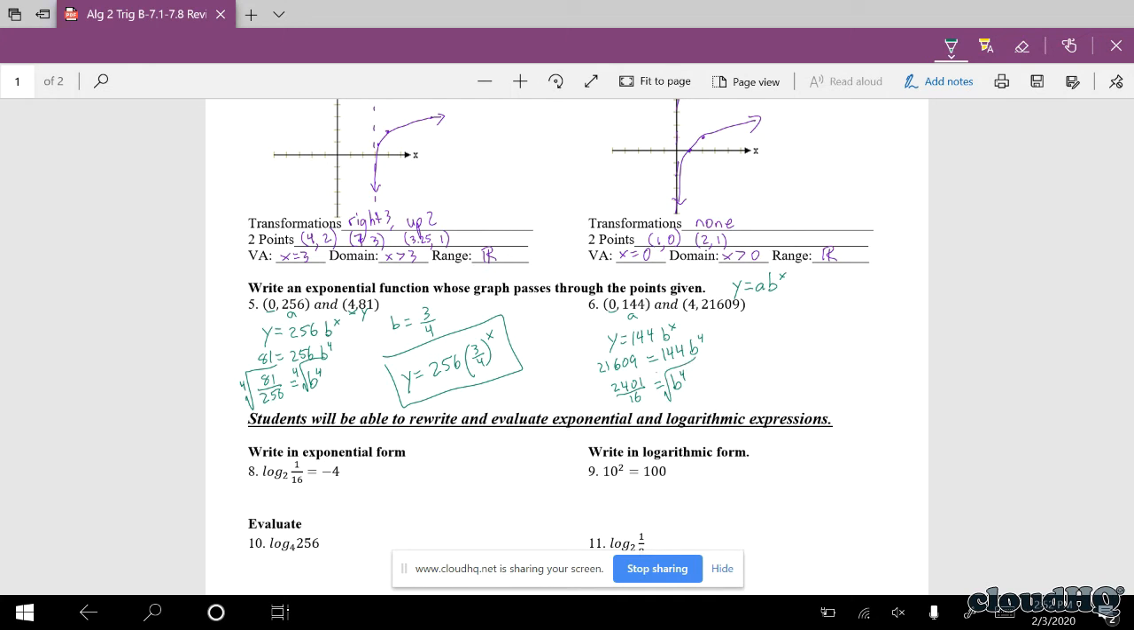So then once again, we'll do the 4th root of both sides. We only want the positive one. 4th root of 2401 is 7, and the 4th root of 16 is 2. So 7/2. So your equation is 144 times 7/2 to the power of x.